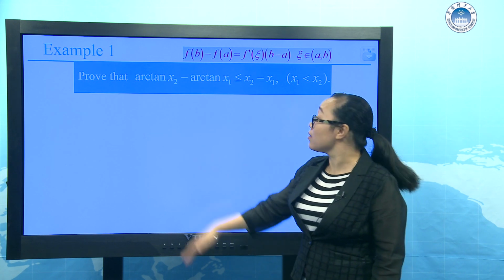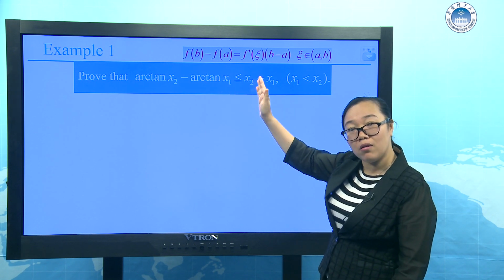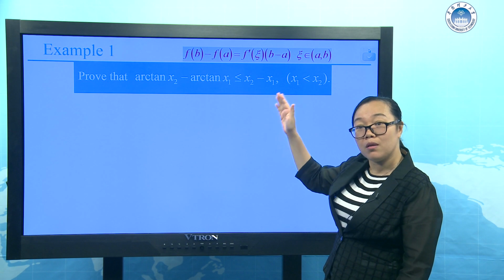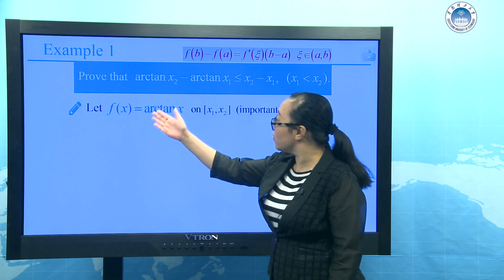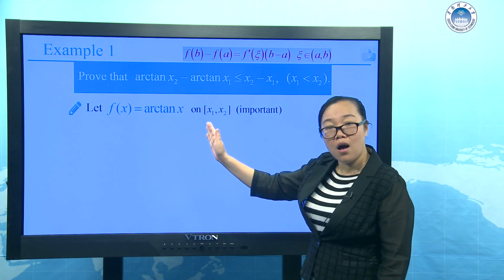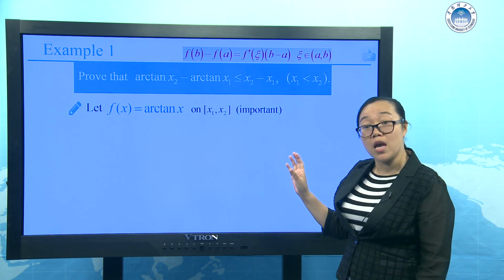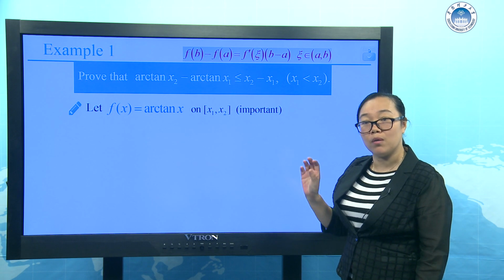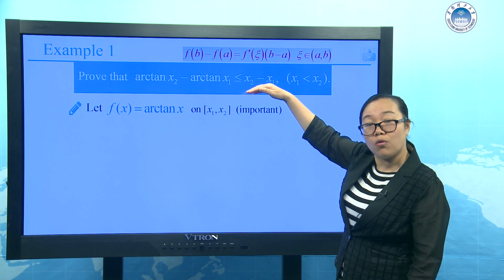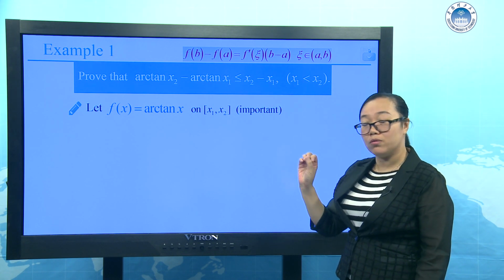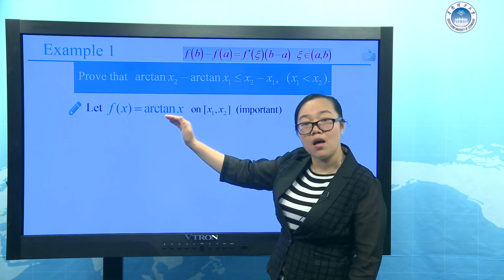Yes, f(x) means arctan b minus arctan a is less than or equal to some special value times (b minus a). According to this idea, we can let f(x) equal arctan x on [a, b], the closed interval. The idea is important, the step is very important. From the given equation or given question, we can find how to let f(x). In this question, f(x) equals arctan x.